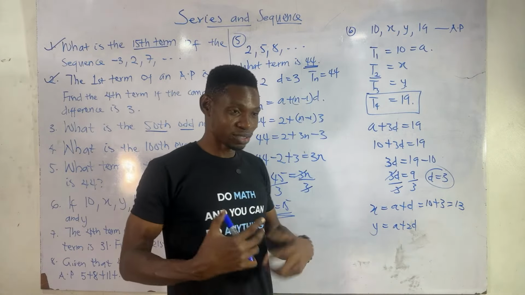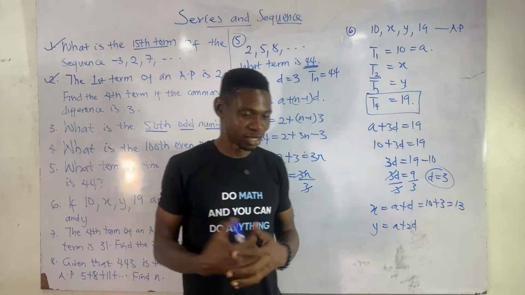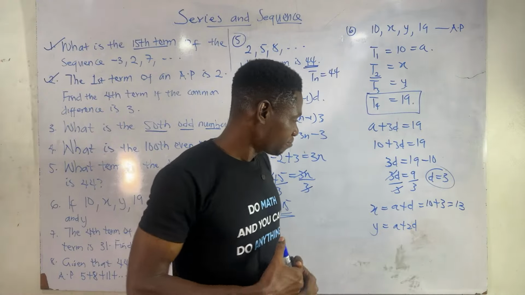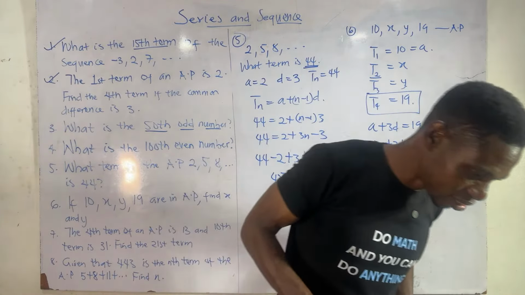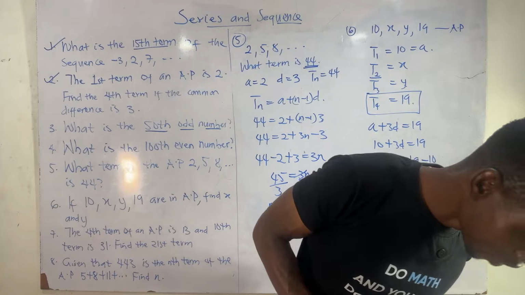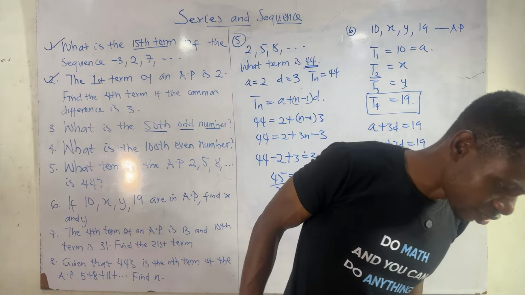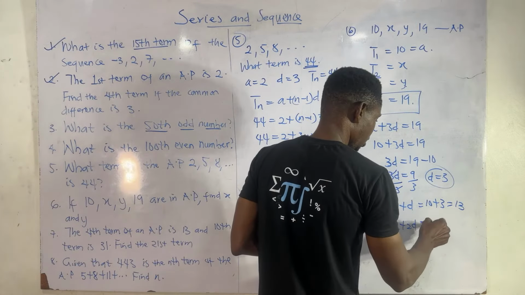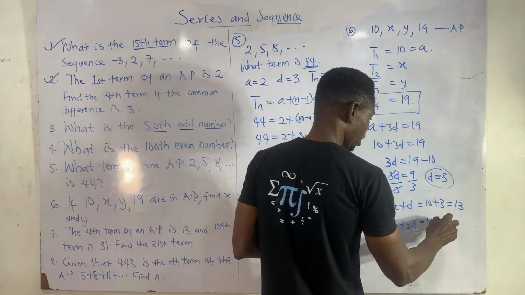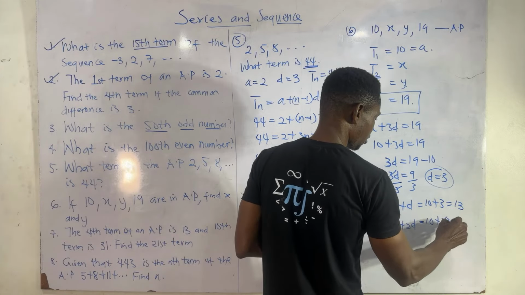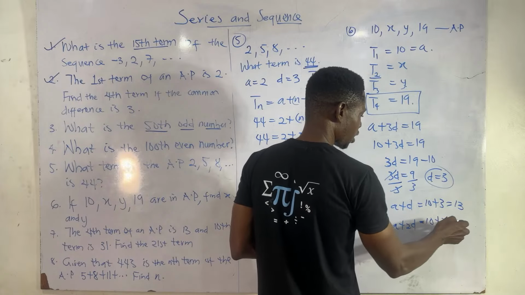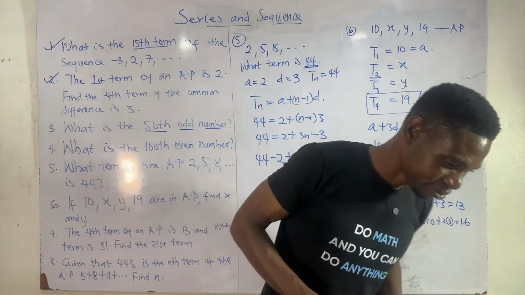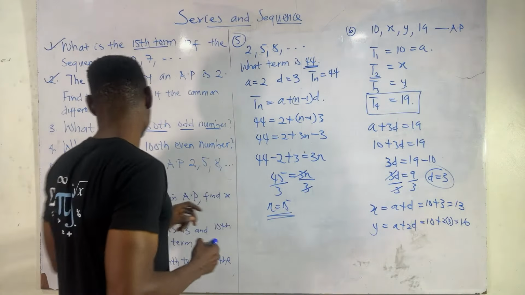I'm trying to be fast because we've lost some time to the bad network. So bear with me if you think I'm too fast. Okay, so somebody got 13 and 16. That's Ginica. That's good. So we have 10 plus 2D. That's 2 times 3. So 2 times 3 is 6 plus 10. That's 16. So Ginica, you're correct. Yeah, so that was number 6.